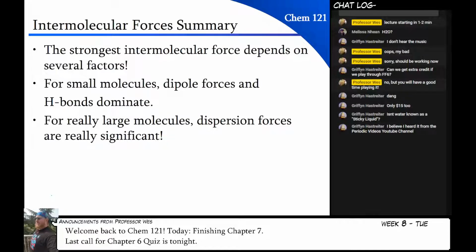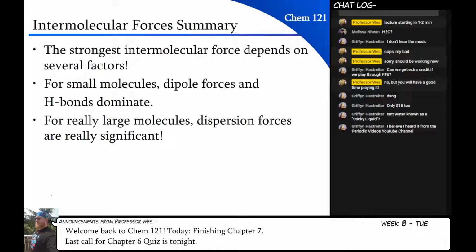All right. So there's our summary. Which intermolecular force is stronger in a molecule depends on several factors. It depends on the size and the mass of the molecule, the surface area, and all sorts of stuff. For tiny molecules, remember that dipole forces and hydrogen bonding will be the stronger forces. But for really large molecules, dispersion forces take over and become the winners, basically.